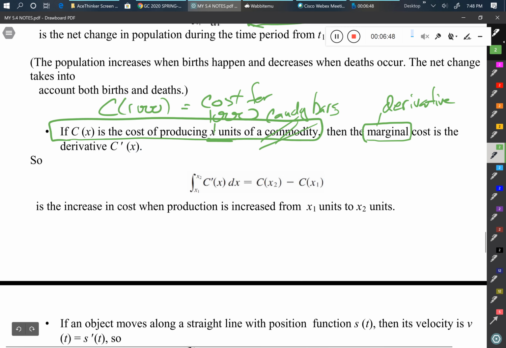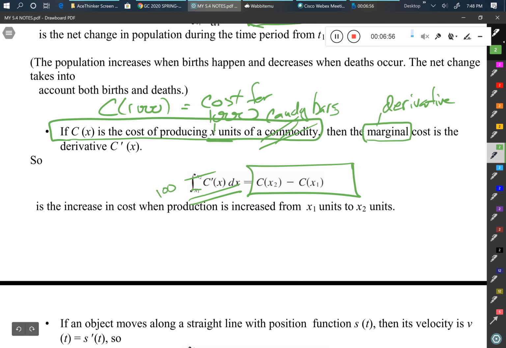And so what's going to happen when we integrate the rate of change of the cost? It's going to give us the change in cost. So if X sub 1 was the 100th candy bar and X sub 2 was the 101st candy bar, then C of 101 minus C of 100 is going to give us the total change between the 100th and the 101st candy bar, or essentially the cost of producing that 101st candy bar. Right?